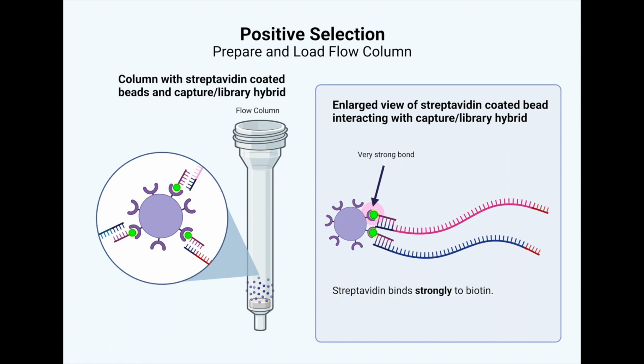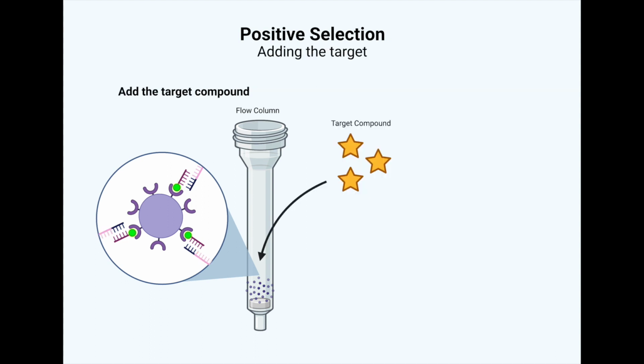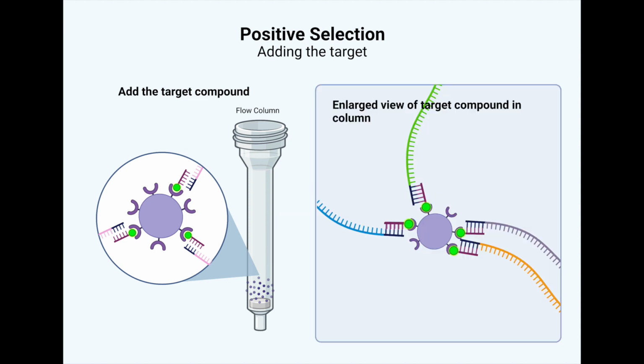Once they're together, they won't really want to let go. The bond between the two strands of DNA, like the capture and the library, is much weaker. Now that everything is set up, the target compound can be added to the column as well. Here is a diagram of everything without the target compound, and then here is the target compound added in. This is the part that is truly positive selection.